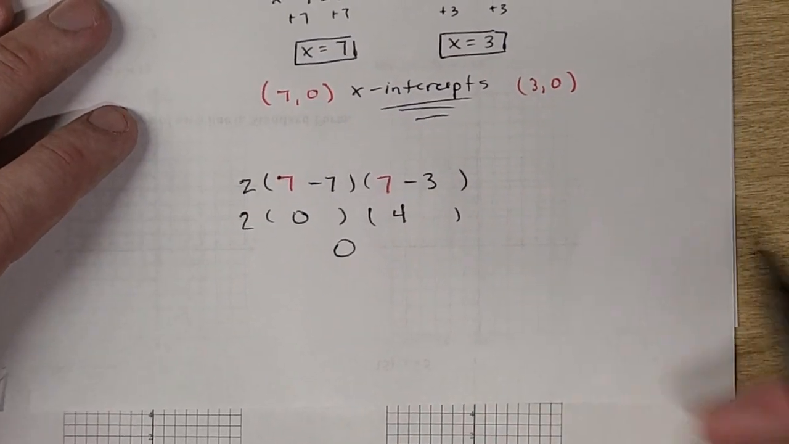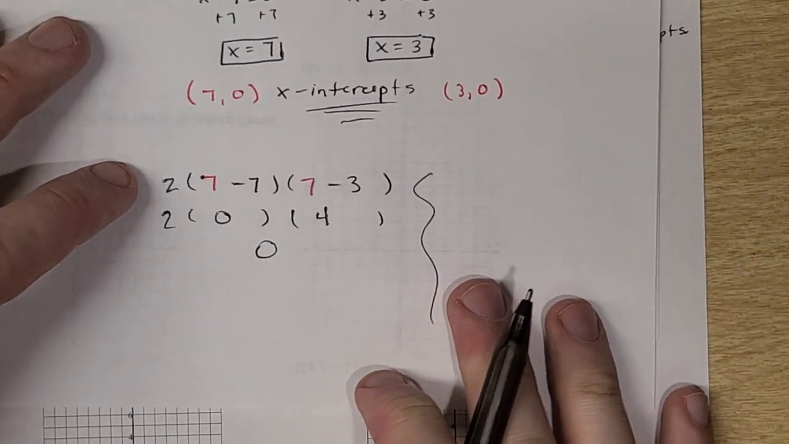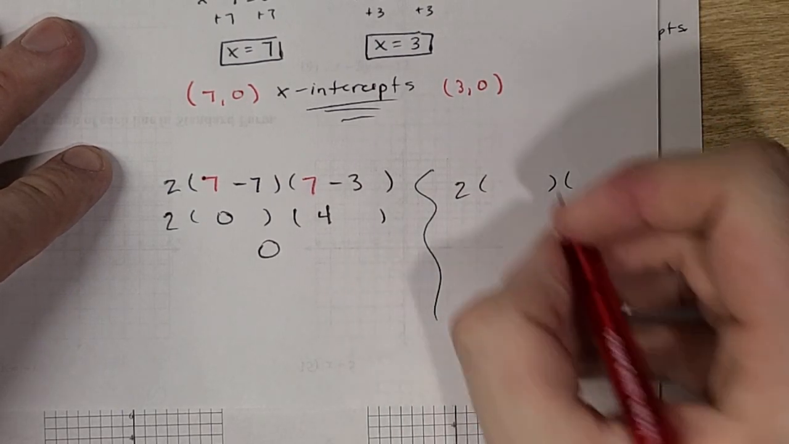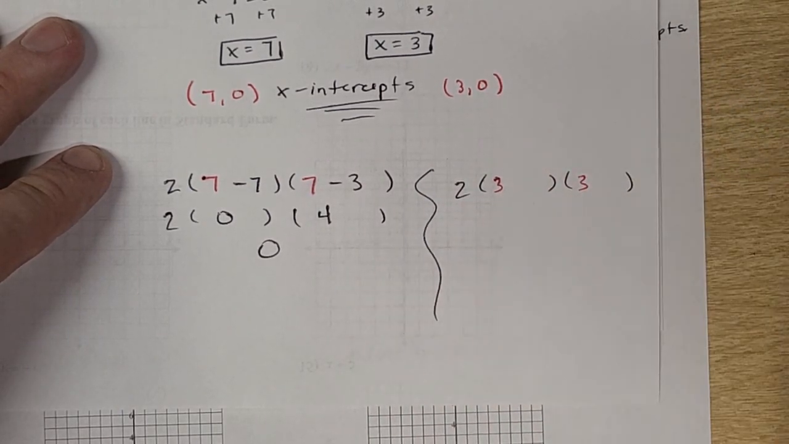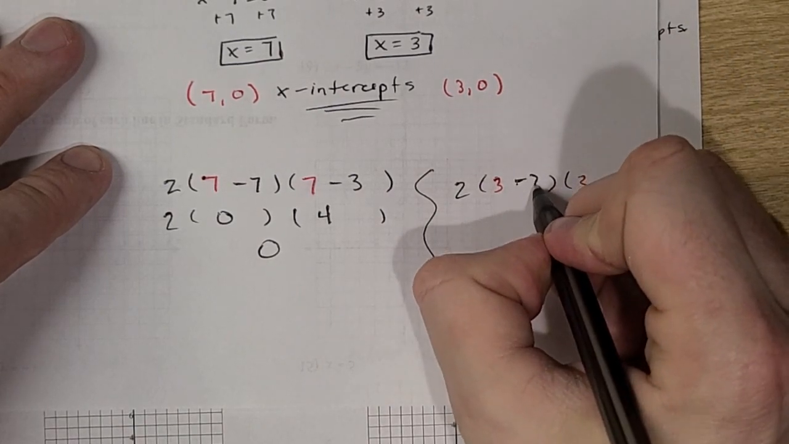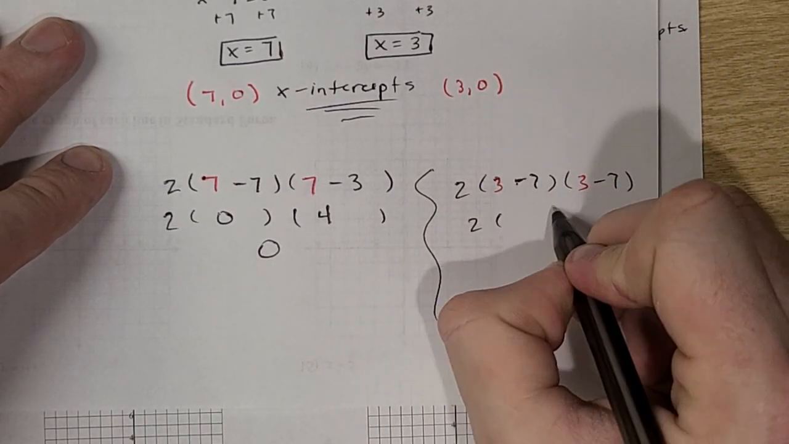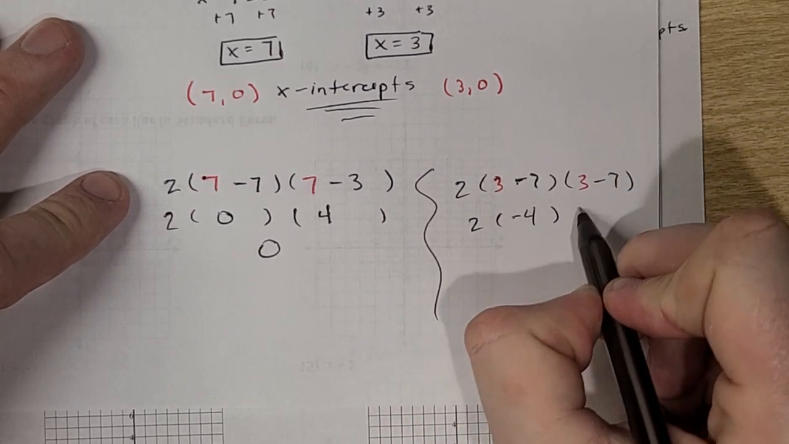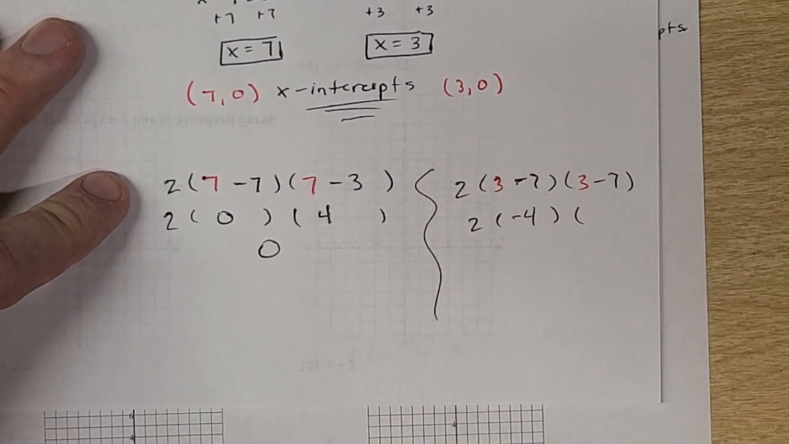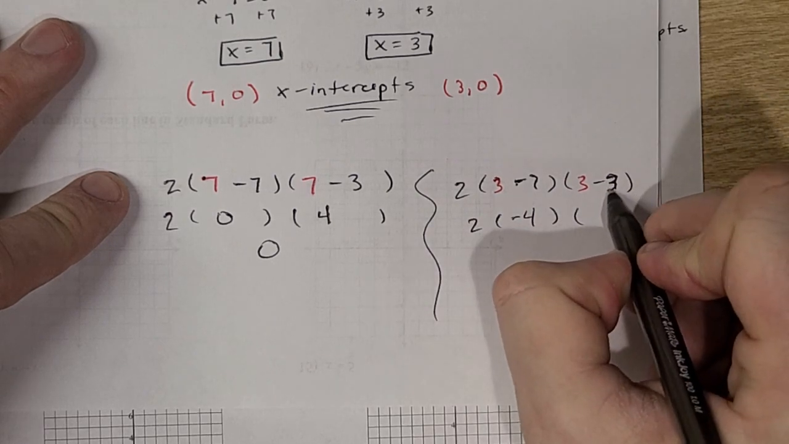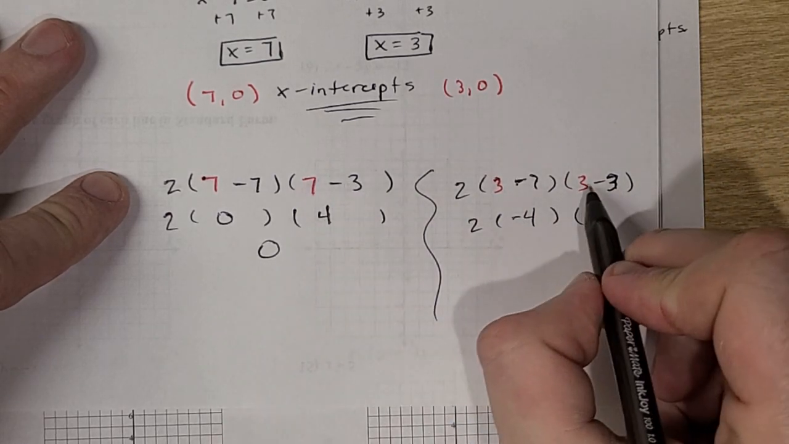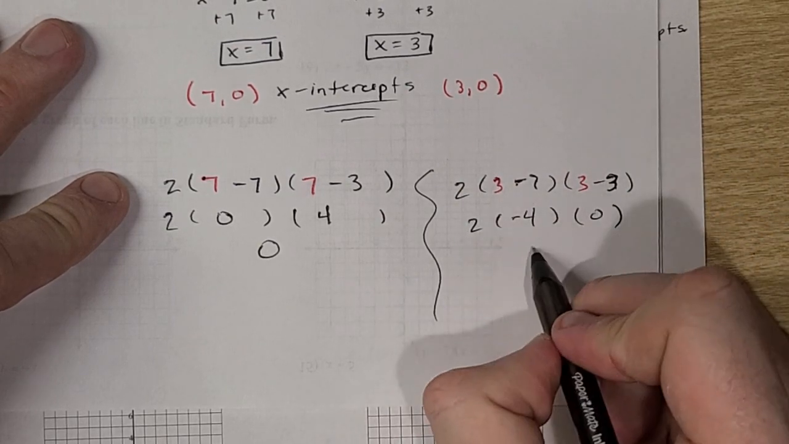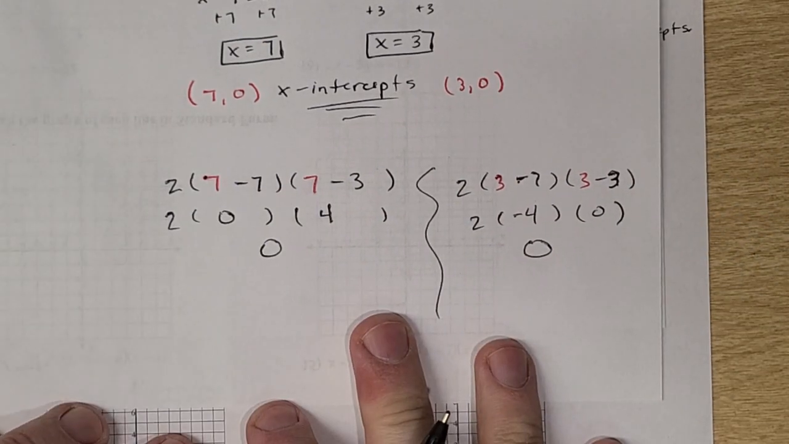Now I want to show you what if we had plugged in 3. So 2 times both my parentheses, if I plug in 3 instead of my x's. Now notice this time I don't have 0 here because 3 minus 7 is negative 4. But here I have 3 minus 3 is 0. So now 2 times negative 4 times 0 still just gives me 0.